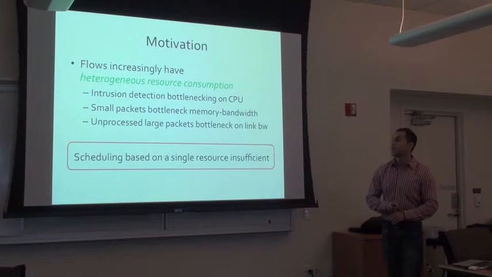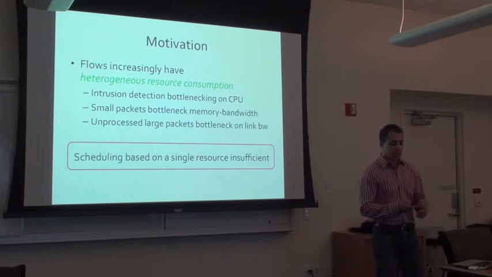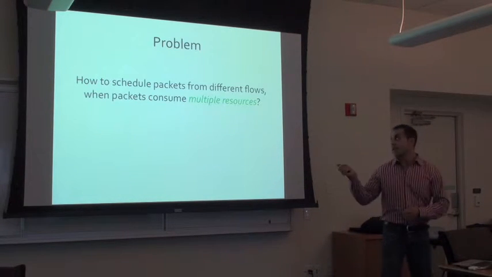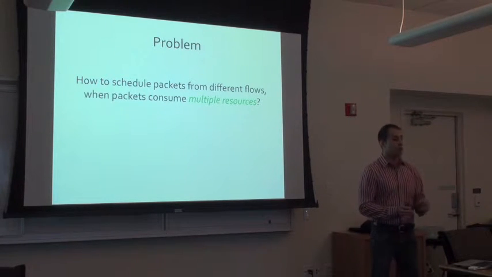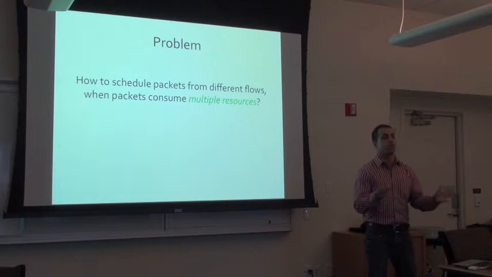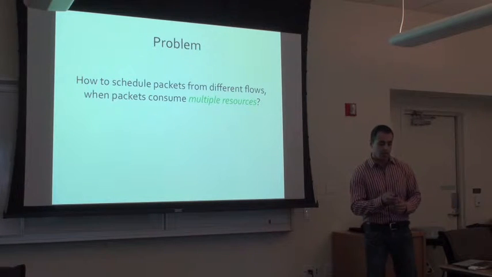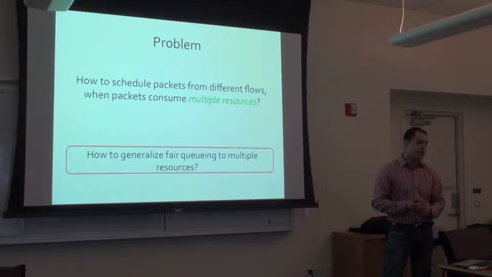So given that, we think that scheduling just based on a single resource is inefficient. And the problem we want to attack here is how to schedule packets from different flows when their resource consumption is heterogeneous. So they're consuming different resources. Another way to see it is, how can we generalize fair queuing to handle multiple resources? So that's the problem that the whole talk is about.